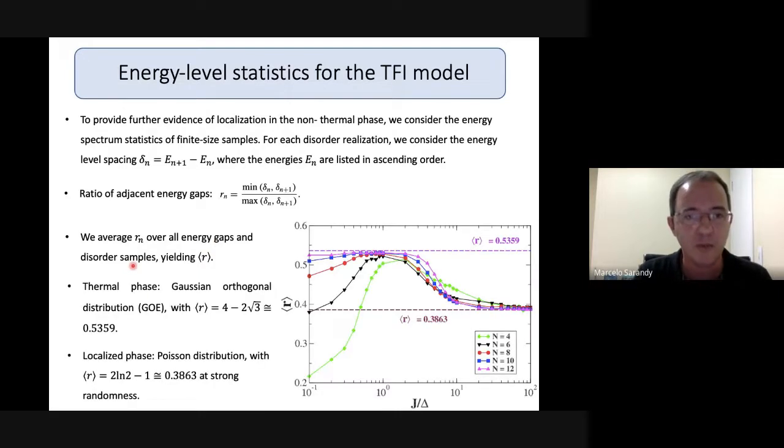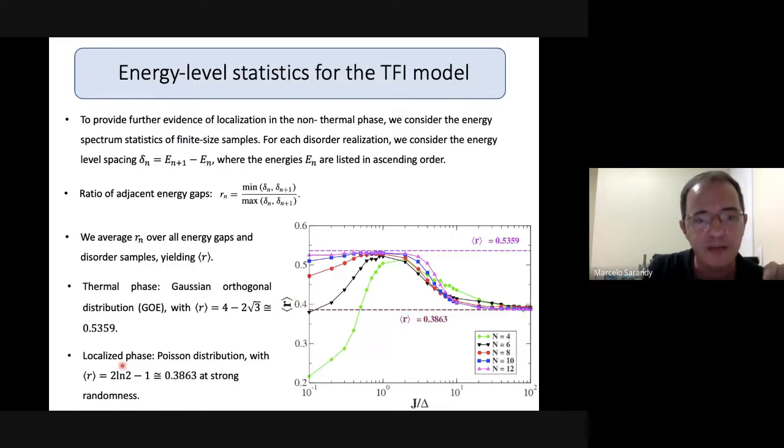So what we know, from results coming from random matrix theory, is that for the thermal phase, when disorder is small, this average R should be governed by a Gaussian orthogonal distribution. And this average R is this value here, right? This is not from our results. This comes from other references. This average R is 4 minus 2 times the square root of 3. So we plotted here this dashed line, denoting this limiting value for the thermal phase when we look at the ratio.